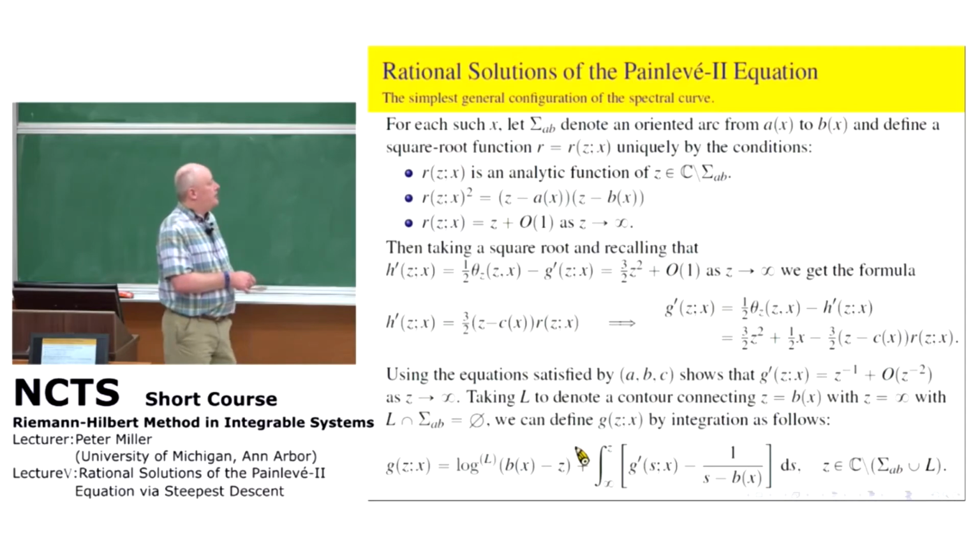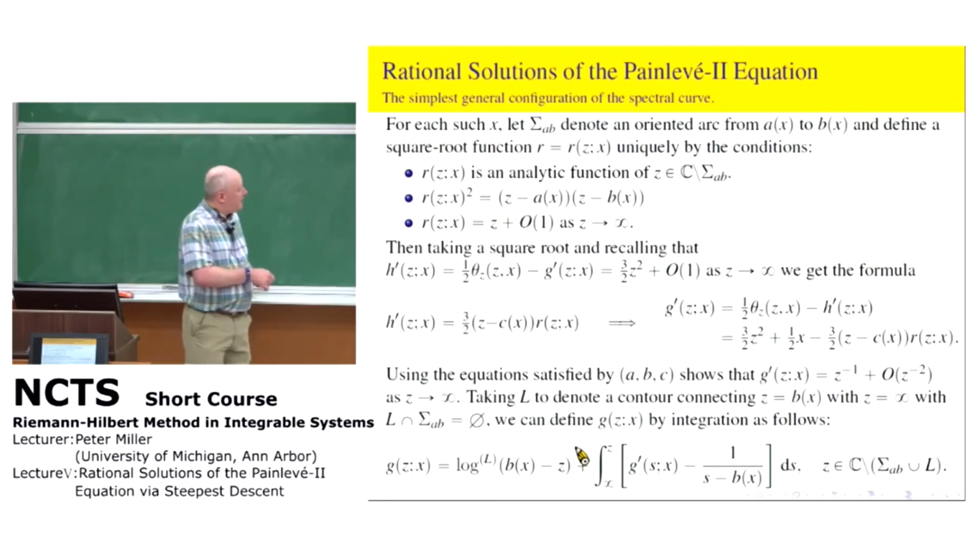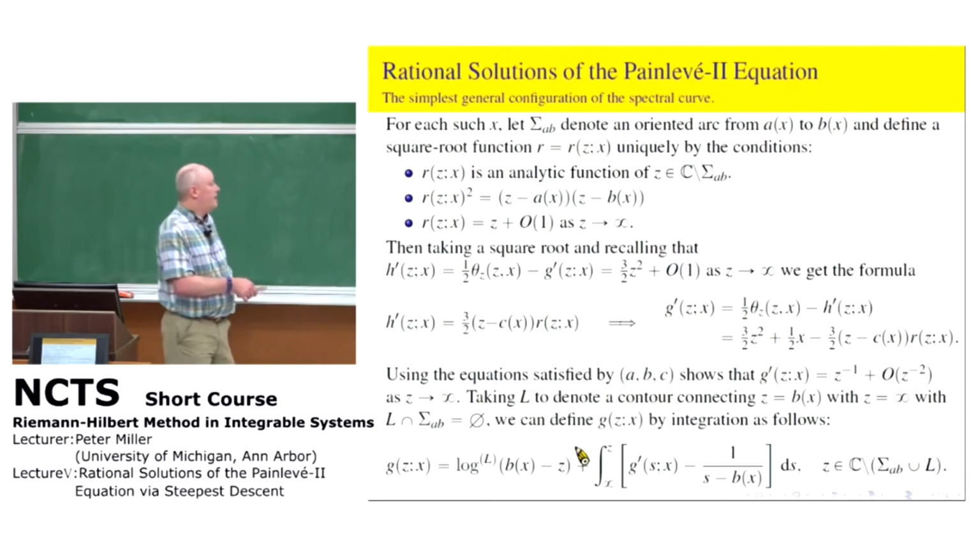So if we take L to be some contour that connects z equals B with z equals infinity, that's disjoint from sigma AB, then we can define g of z, x by integration like this. So here, this is just a logarithm that's got its branch cut on this curve L that goes from B to infinity. So that's the logarithm term. And then we can integrate from infinity to z this quantity here, and this thing will be independent of path in the domain that's indicated over here. Okay? So g prime is just given by this explicit formula right there when we do the integration.